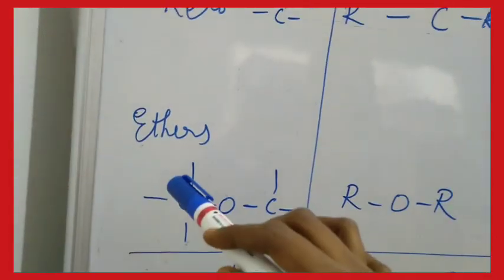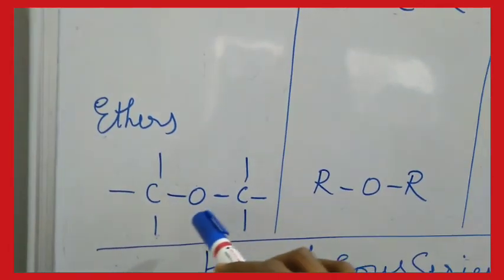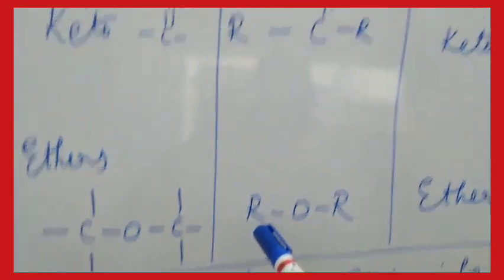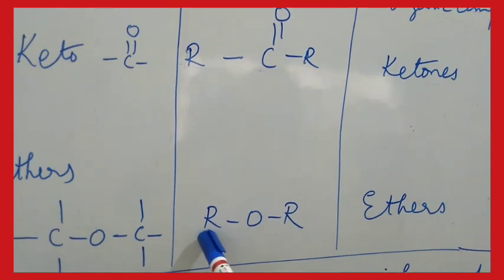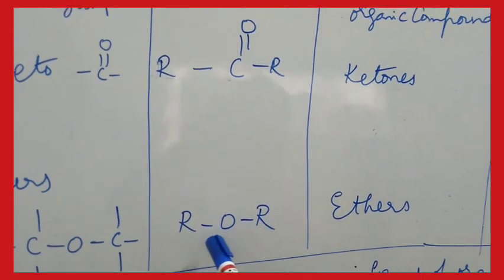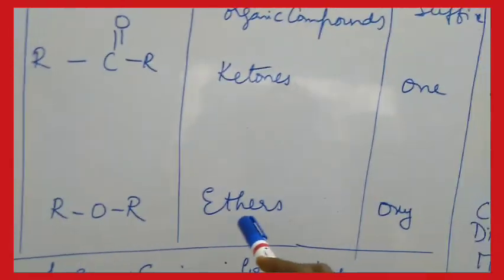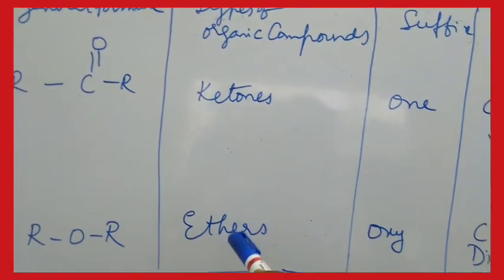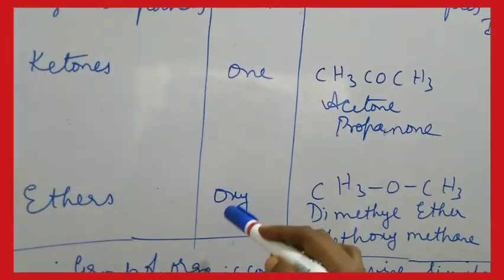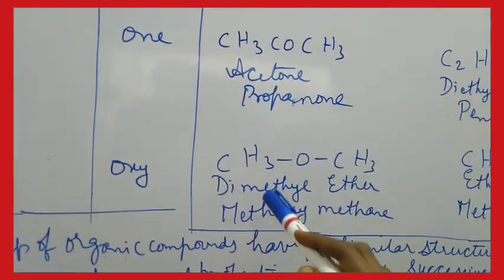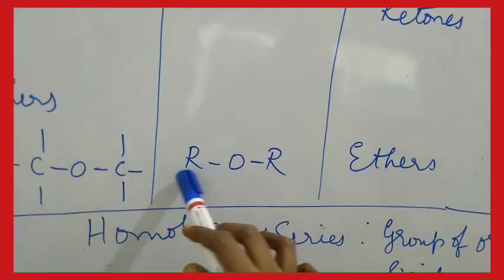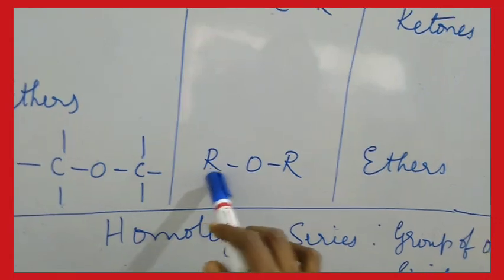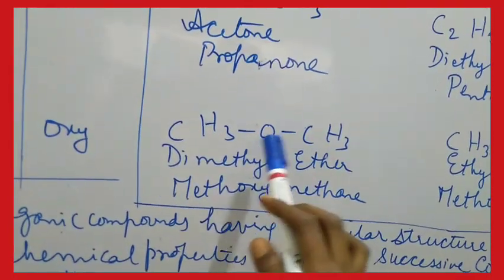Next group is ethers. Here COC. Here you are going to have the general formula ROR. That means here you will have an alkyl group, and in the middle you will have oxygen. So these organic compounds are called ethers and the suffix is oxy. If you take CH3OCH3, I said ROR, so CH3, in the middle O, and CH3.